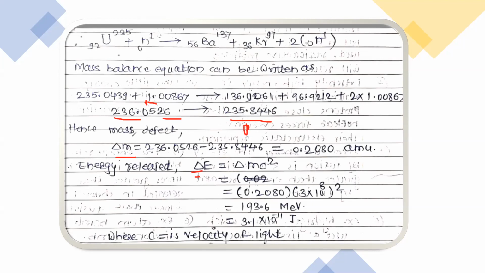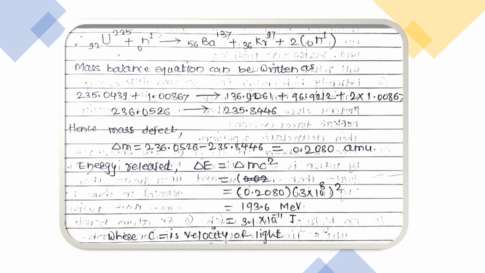Here we consider a small mass difference. What is this delta present? There is a small difference, so this is the abbreviation. Now we subtract this figure, 235.84, from 236.05, and we get 0.2080 atomic mass unit, that is AMU. Atomic mass unit stands for AMU. This is a very basic concept. Just understand what happened and how much energy is released.